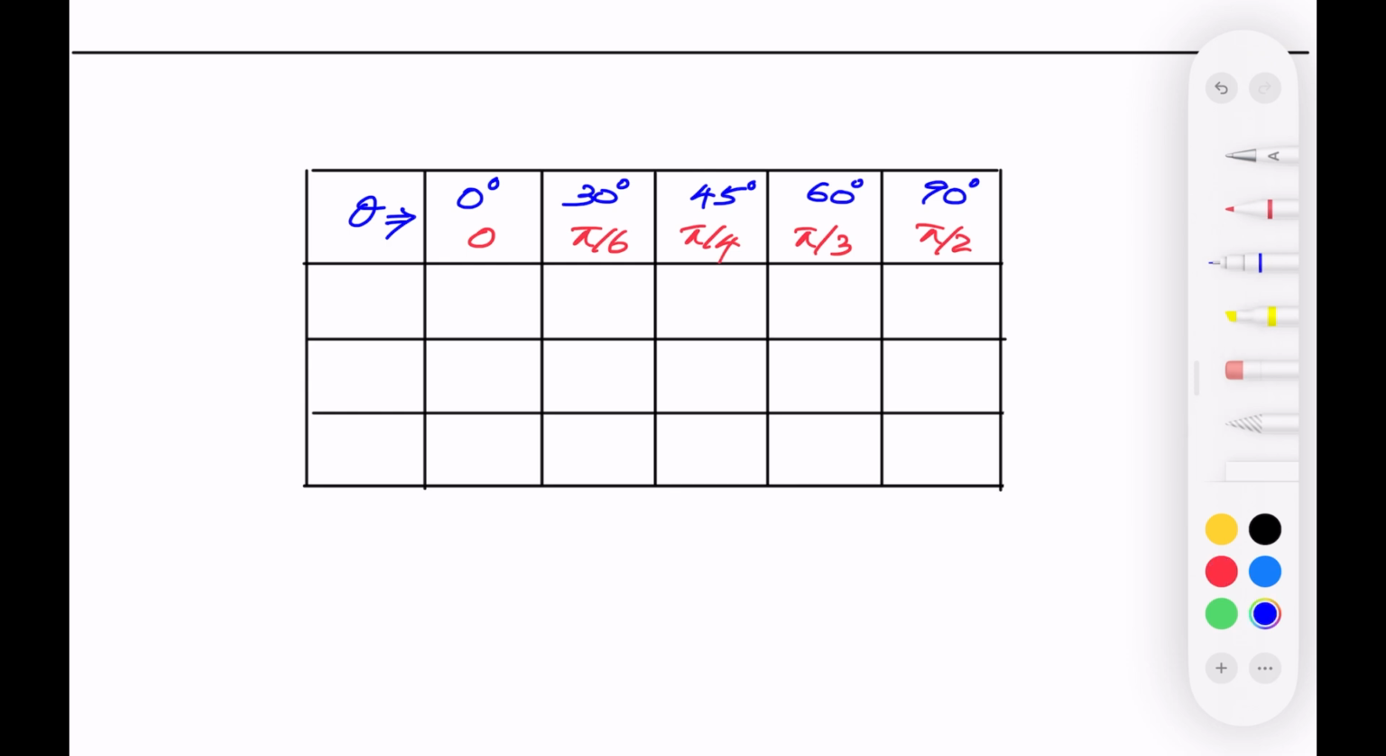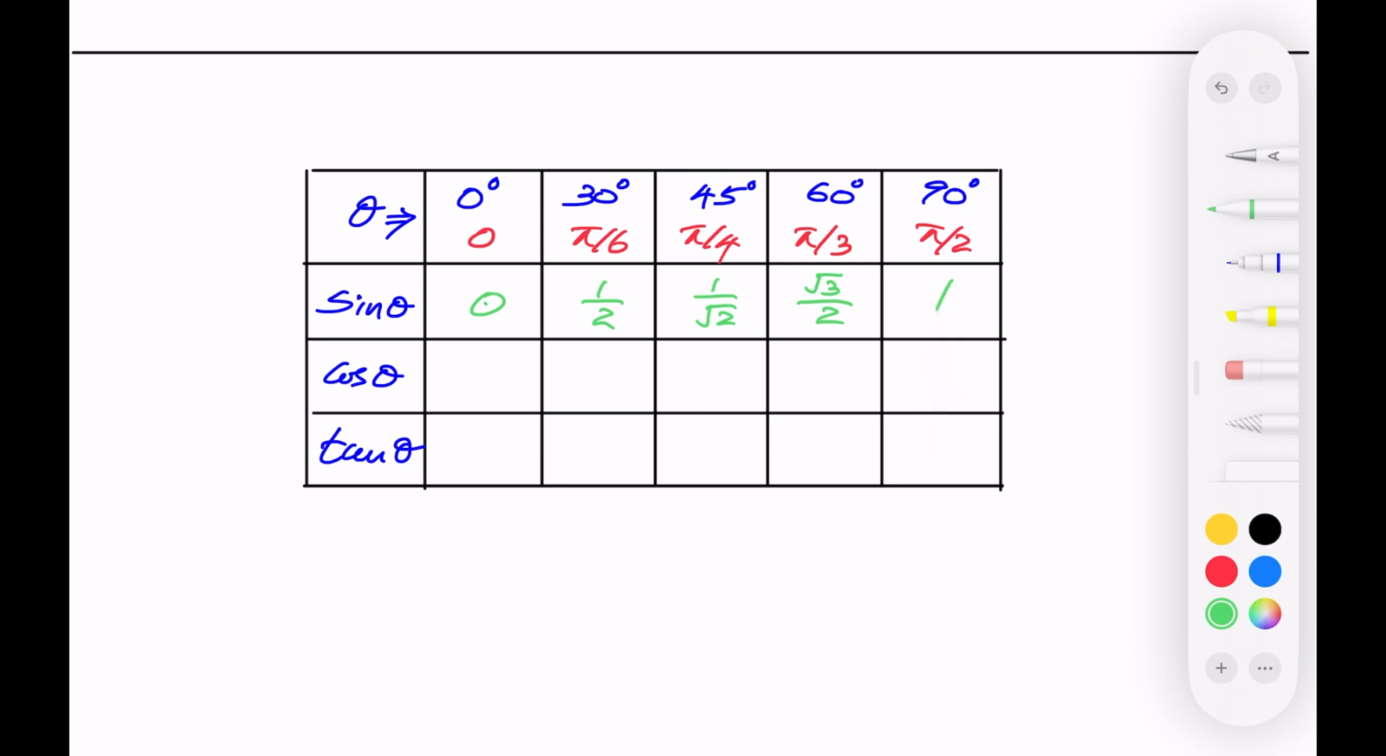I'm going to need sine theta on the first row, and then we will write cosine theta on the second row, and then we will write tangent theta on the third row. What was sine 0 degrees? Sine 0 degrees was equal to 0. Sine 30 degrees was equal to 1/2. Sine 45 degrees was equal to 1 over square root 2. Sine 60 degrees was equal to square root 3 over 2. Sine 90 degrees is equal to 1.